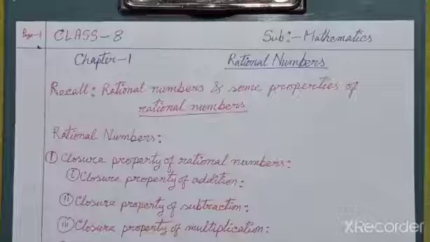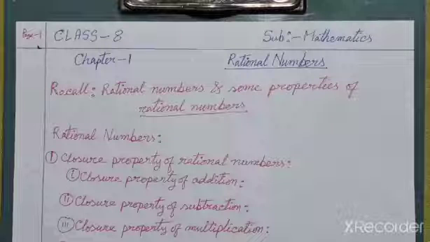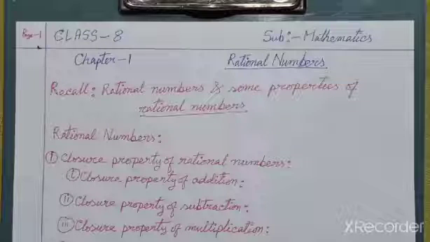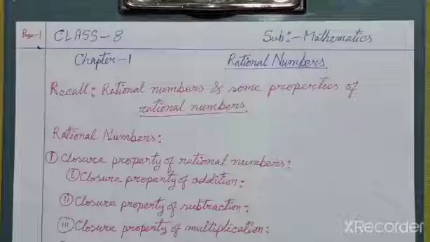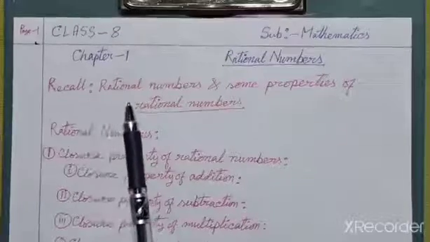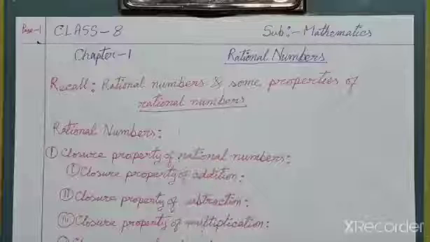Dear students, today I am going to teach you Class 8 Mathematics Chapter number 1, second part. Before we start, let's recall what we have learned last time. Recall rational numbers and some properties of rational numbers.